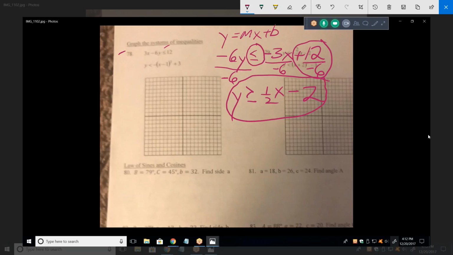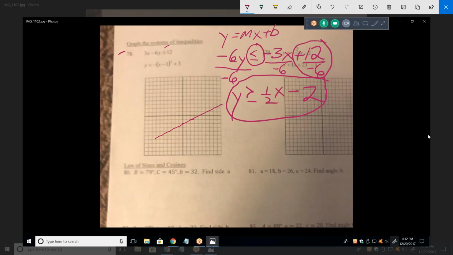We're going to use a dotted line or a solid line? This one we use solid, right? Okay. Where do we begin? At negative 2. What do we do next? We go up 1 over 2 to the right. And then we connect those points with a straight, solid line, as straight as I can get it.